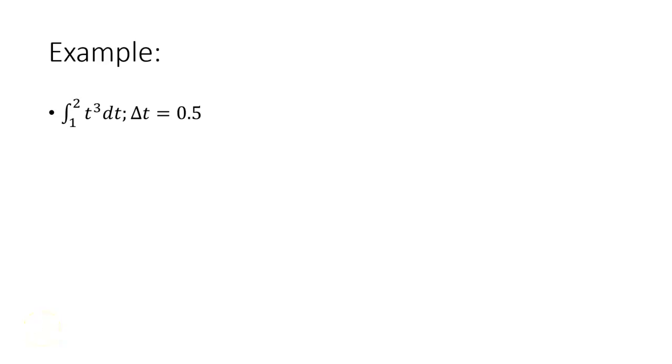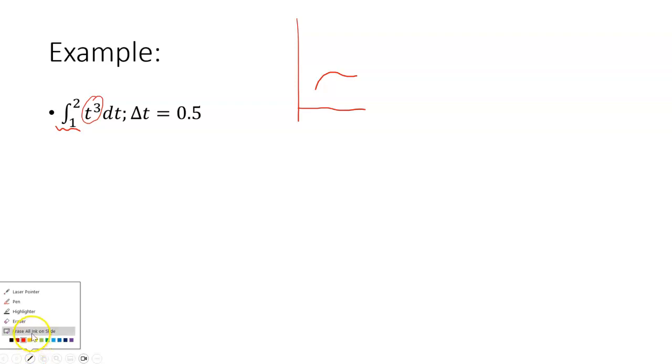So let's do a couple of examples of this. In fact, both a left and a right sum. So when we see this funky symbol here, that means for us right now, find the area underneath the curve. So here's our function, t cubed, and we want to find the area between t cubed and the x-axis.